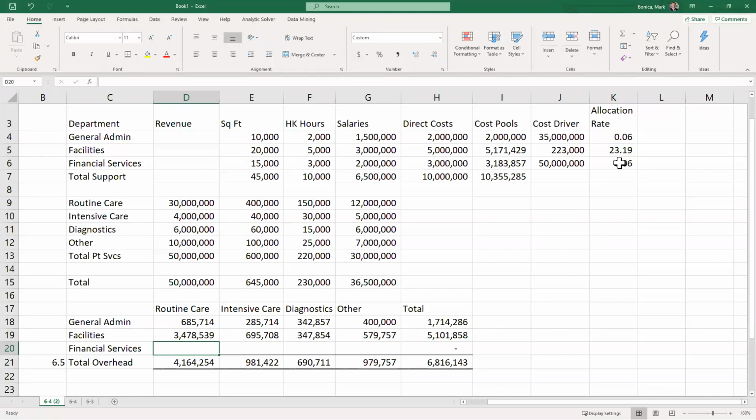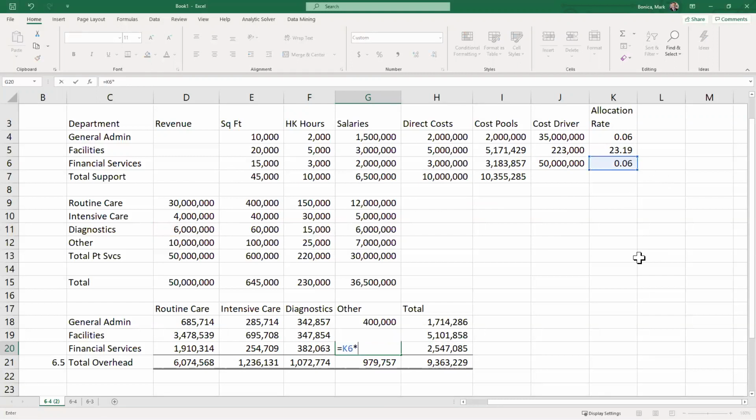I would recommend using as many decimals as you can to get the most accuracy, particularly when you're multiplying a small number like 0.06 times a big number like revenue, like 30 million, right? So we're going to take that 6 cents per dollar of revenue times 30 million, 6 cents per dollar of revenue times 4 million in revenue, 6 cents per dollar of revenue times 6 million in revenue, 6 cents per dollar of revenue times 10 million in revenue, and we get 3.83 million.